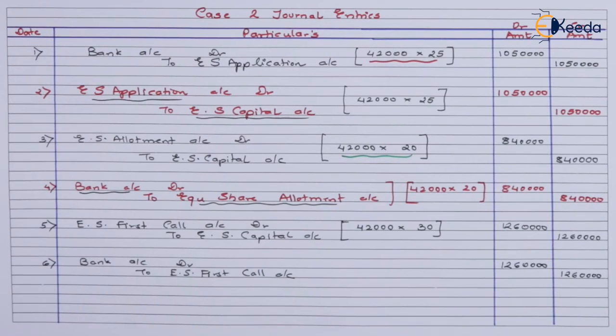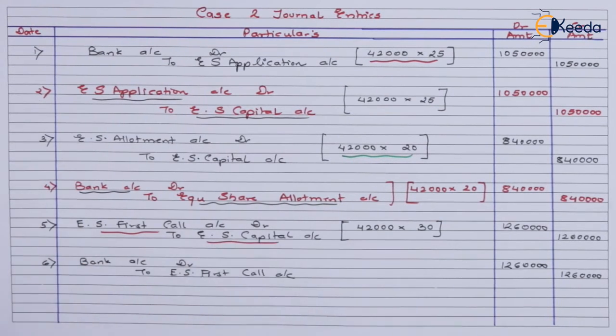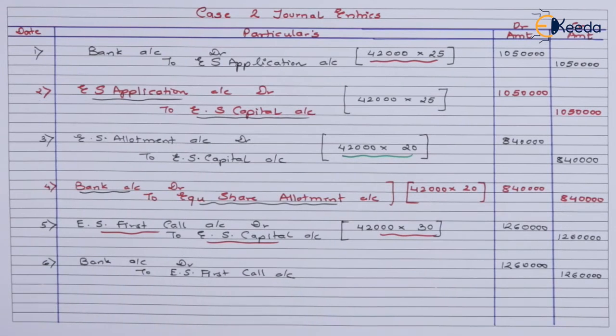So if you can see, we have passed the entries for the first call here. That means due and receipt. The entry for due was equity share first call account debit to equity share capital, 42,000 into 30 rupees per share. Amount comes to 12,60,000. And after that, the receipt entry refers to bank account debit to equity share first call. Again, the amount will be the same, that is 12,60,000, because there is no call in arrears here.